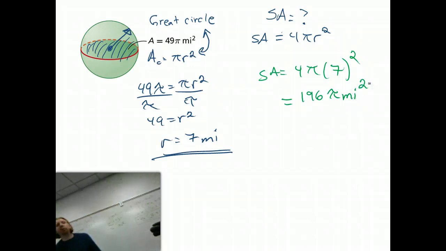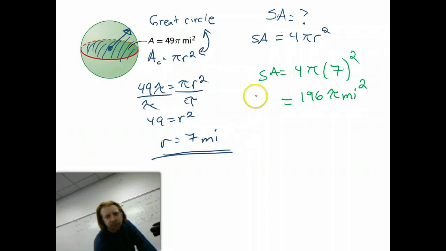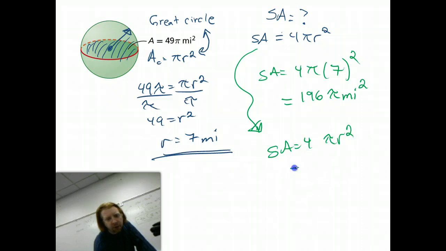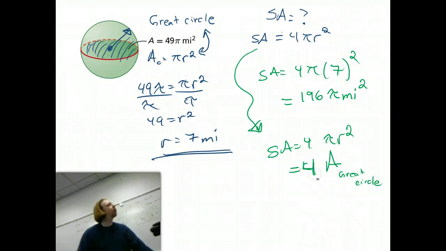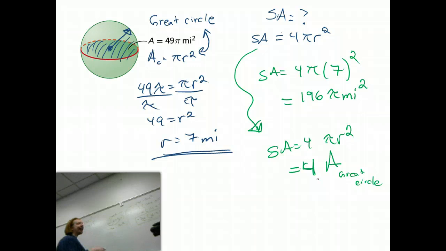Now, something you can note, take this formula here for a second before I leave this. The surface area is 4 pi r squared, which is 4 times the area of the great circle. So you can also use that as an option. If you have the area of the great circle, you know the surface area of the whole sphere. If you know the surface area of the whole sphere, you know that cross-sectional area if you slice it in half.